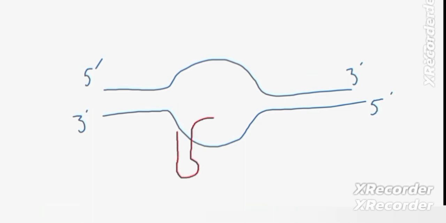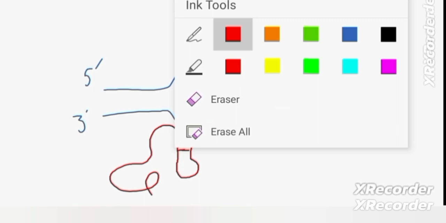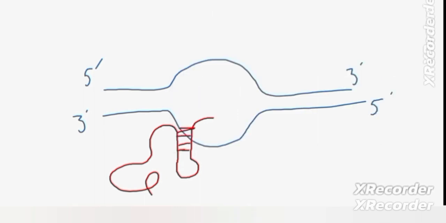In rho-independent termination, a hairpin loop forms on the messenger RNA. You can see, like this, a loop-like structure forms. This loop-like structure is because of a series of GC base pairs which are present on the mRNA, and they form a loop-like structure which is known as the GC hairpin. And at the end of this loop, poly-uracil is present. You can see on the DNA adenines are present. These adenines bind with uracil on RNA, so a small poly-uracil tail is present at the end of the GC hairpin loop, and this is known as the hairpin loop.